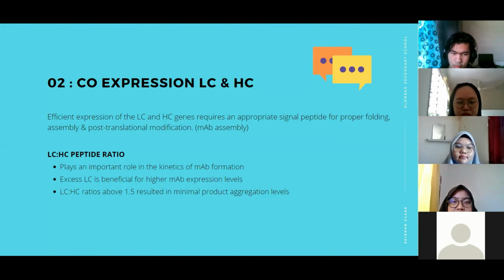So the next strategy is co-expression of light chain and heavy chain. Efficient expression of LC and HC genes requires an appropriate signal peptide for proper folding, assembly, and post-translational modification for MAB assembly. So the LC-HC peptide ratio plays an important role in the kinetics of MAB formation. There are studies that reported that excess LC is beneficial for higher MAB expression level, and if the ratio is above 1.5, it will result in minimal product aggregation levels. Next slide, please.